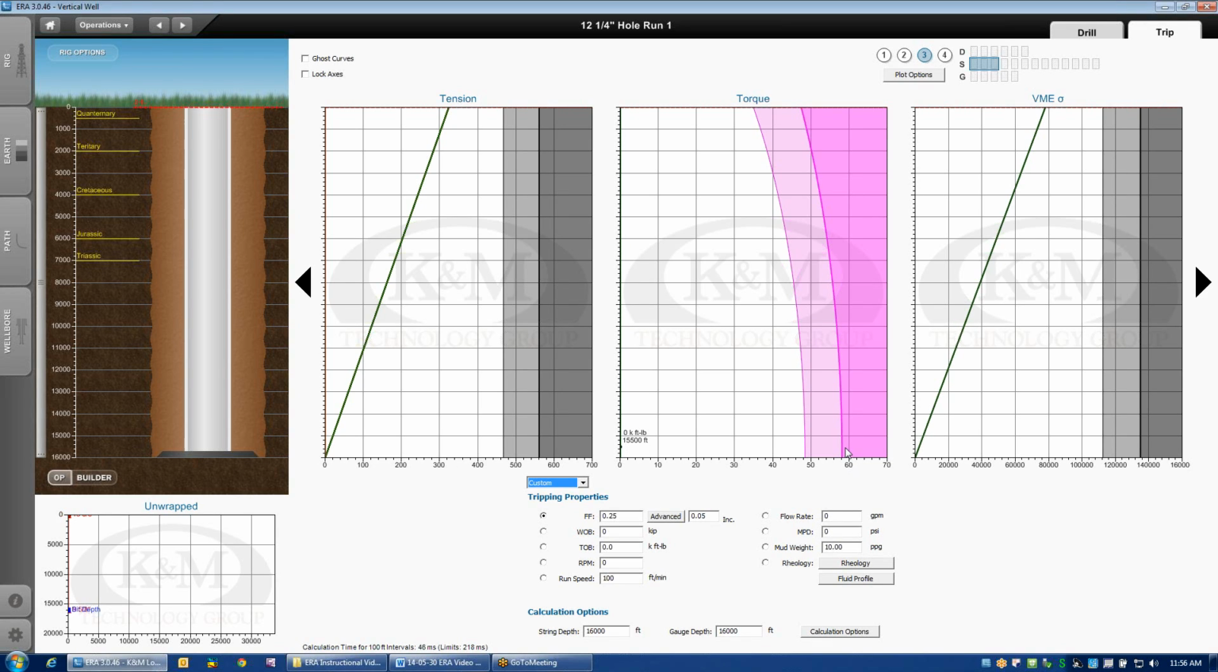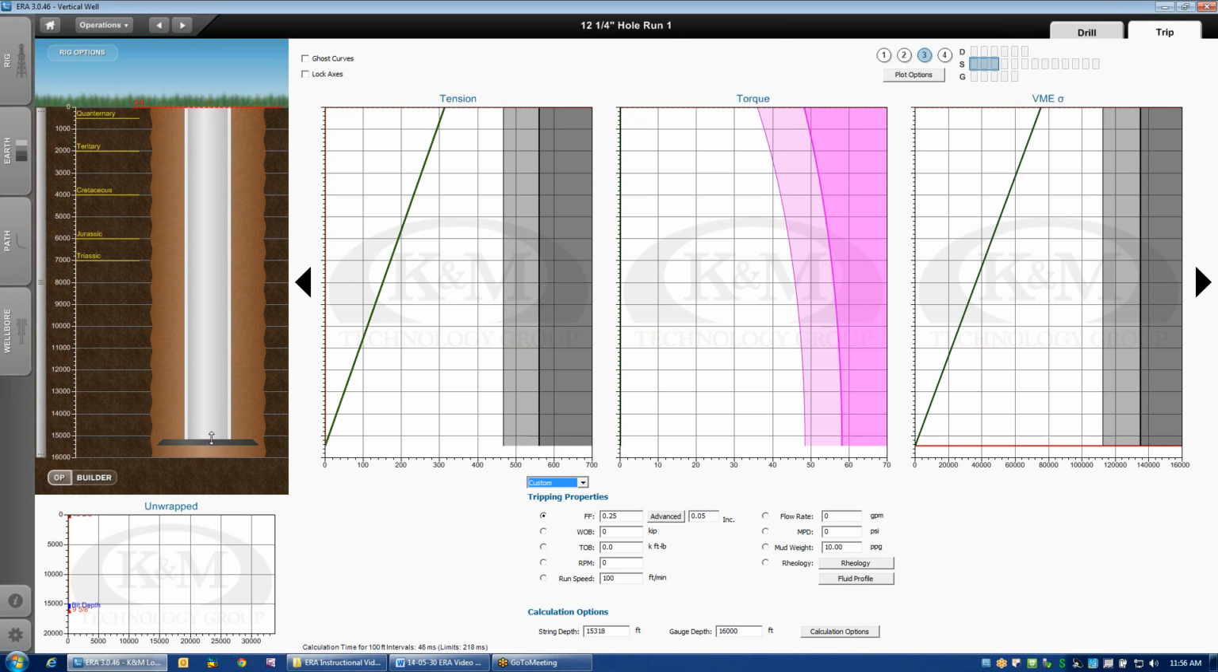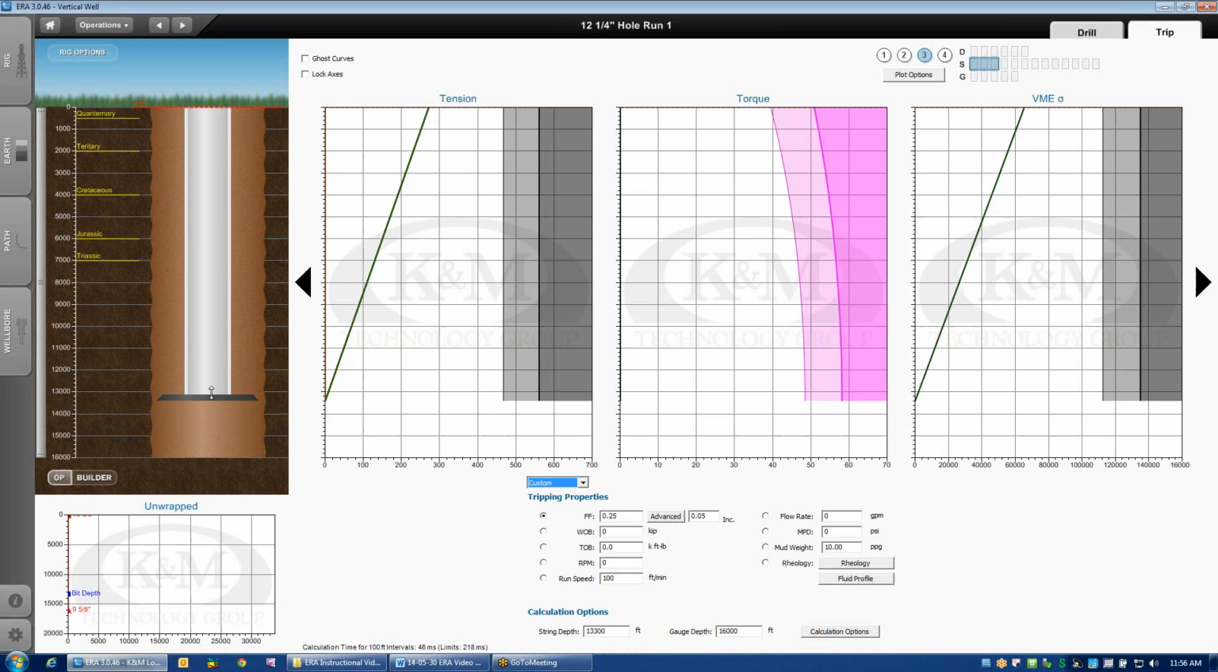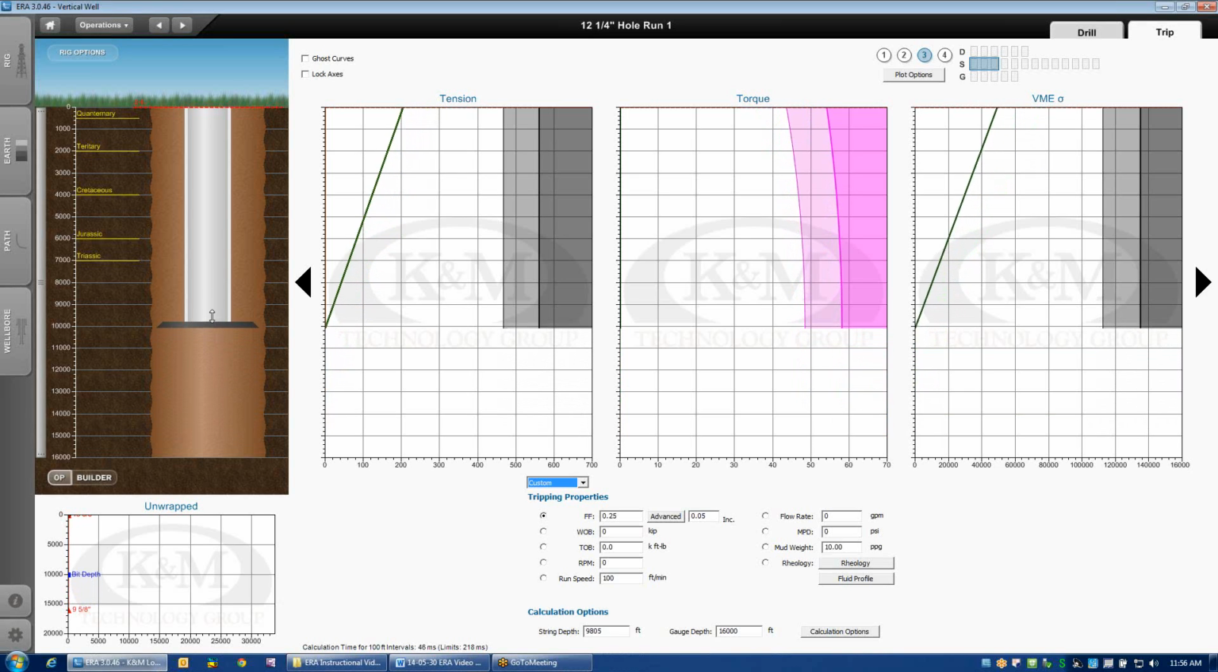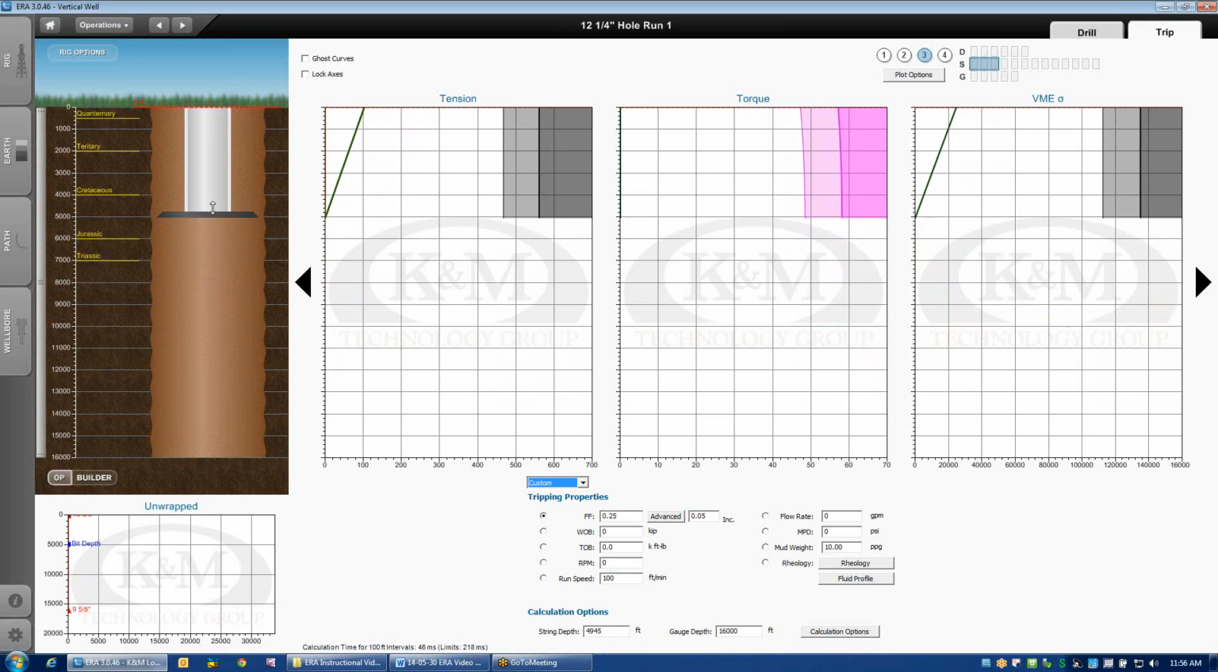The dark pink is the pure torsional limit of the pipe at premium class conditions, and then the slightly lighter shaded pink is with the design factor 1.2 applied. And what would help explain what's going on here is if we were to drag the string up the hole and we were at a shallower depth, you could see that with less tension in the string, I can apply more torque safely without overloading the tube.